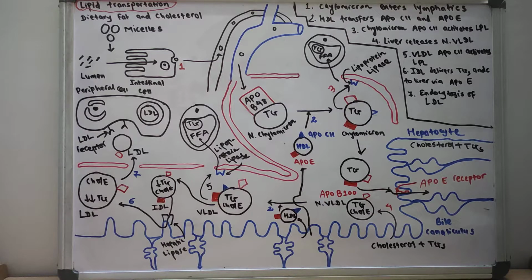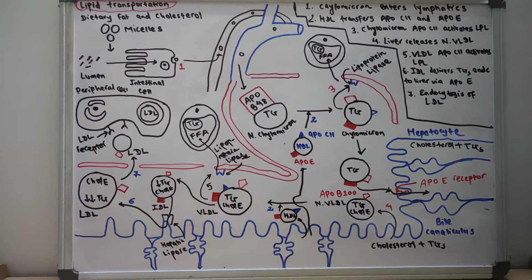And the major apolipoproteins are apolipoprotein E, A1, C2, B48 and B100. So these are the major apolipoproteins. Apolipoproteins are the protein component of the lipoproteins. So the chylomicrons have apolipoprotein E, apolipoprotein C2 and apolipoprotein B48, whereas the chylomicron remnant has apolipoprotein E and apolipoprotein B48.